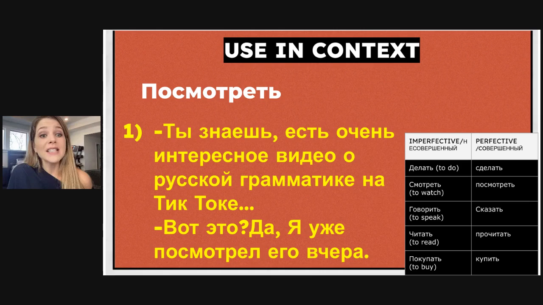Here's another one. Посмотреть. Right, so let's imagine this dialogue. For example, your friend's telling you, ты знаешь, есть очень интересное видео о русской грамматике на ТикТоке. And you want to be like, yeah, I already watched it. I know what you're talking about because I did it. I successfully watched it. So, вот это, да, я уже посмотрел вчера. Right? I already watched it. I got it done, and therefore, I already know what you're talking about.